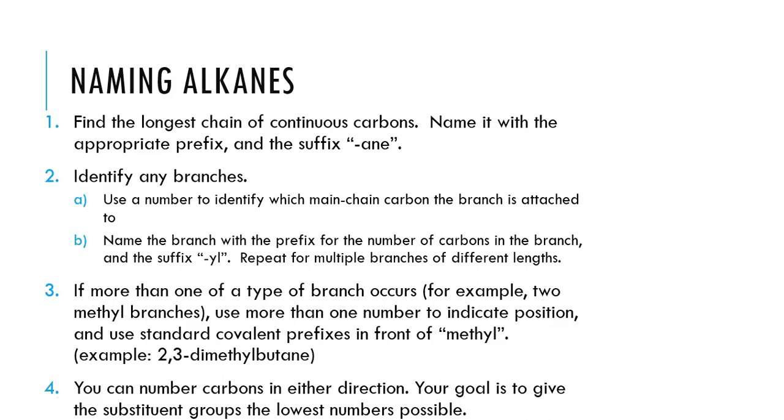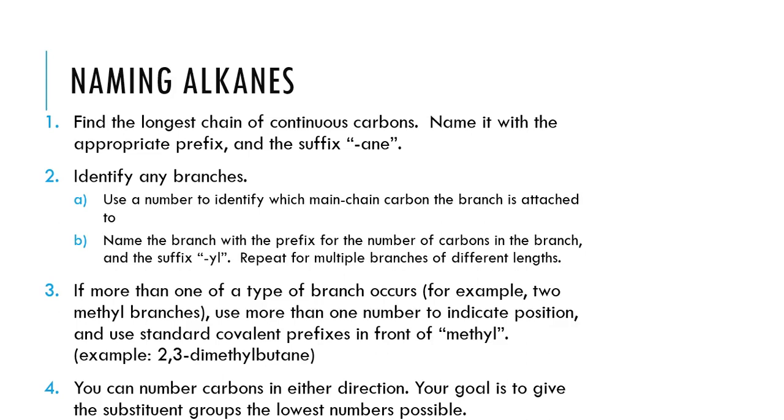Now, if you have any branches coming off of there, you are going to use a number to identify which main chain carbon the branch is attached to. So if I have 6 carbons in a chain and I have a little branch coming off the second carbon, I would choose the number 2. You're going to name the branch with a prefix for the number of carbons in the branch and the suffix -yl, like methyl if it's a 1-carbon branch.